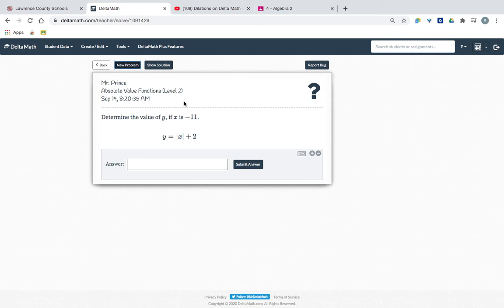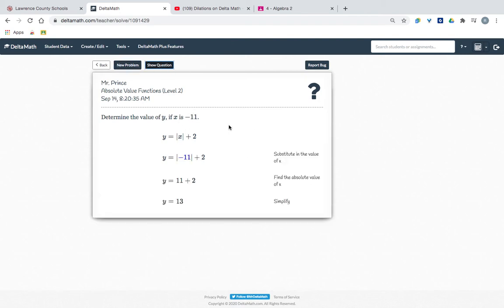I figured I'd also go ahead and make a video on Delta Math to show you how it breaks down and what it looks like exactly on Delta Math. This one says determine the value of y if x is negative 11. So this is where you plug negative 11 in. Instead of just explaining it to them, we'll show you the solution that they give.